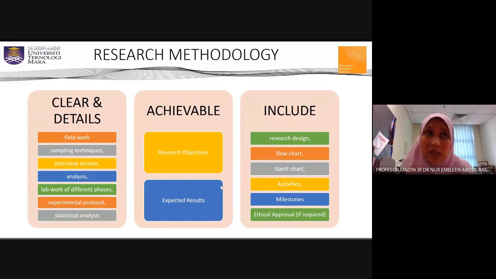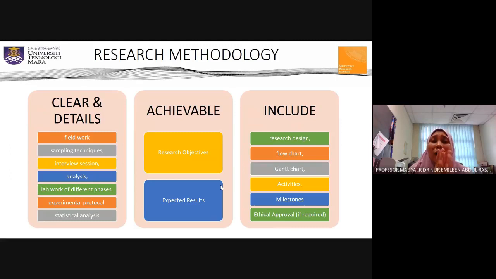But certain universities don't want that, they want everything to be in chapter 3. Whatever it is, it must be as specific as possible. So it's entirely up to the examiner. We can't be too rigid, wanting it our own way. So you have to be a bit flexible.